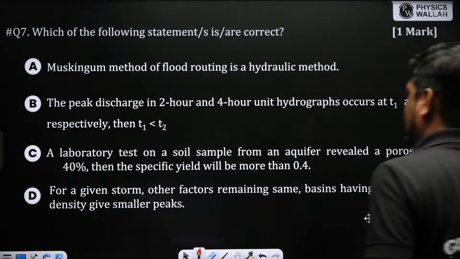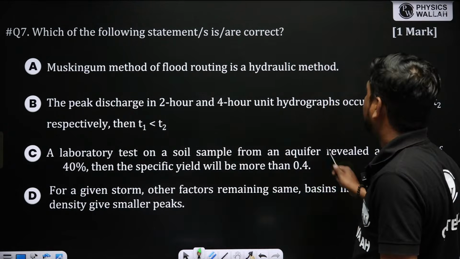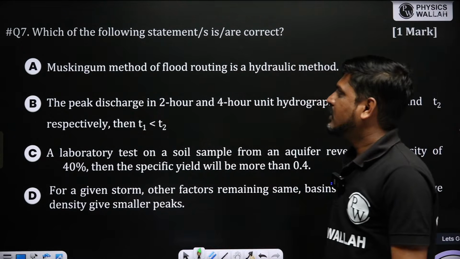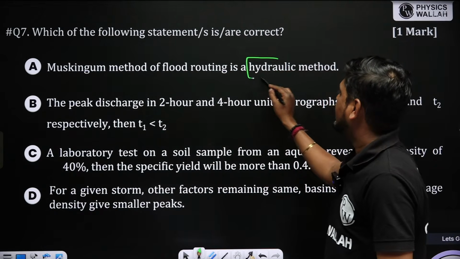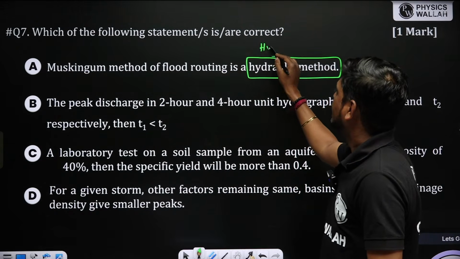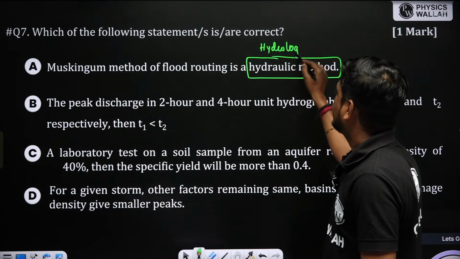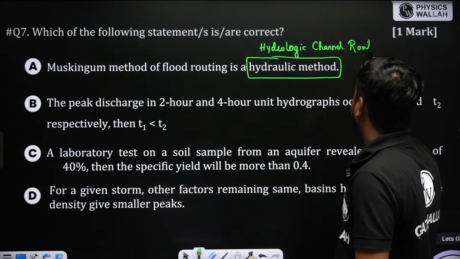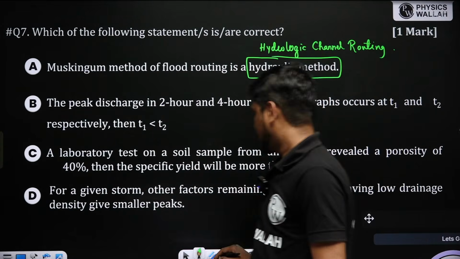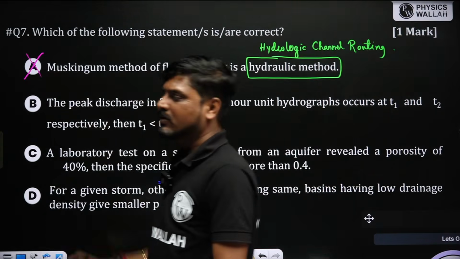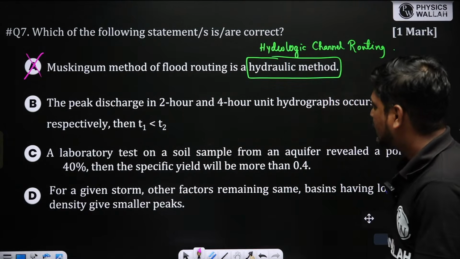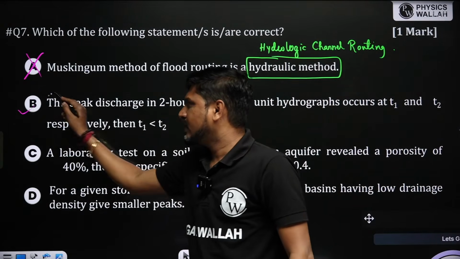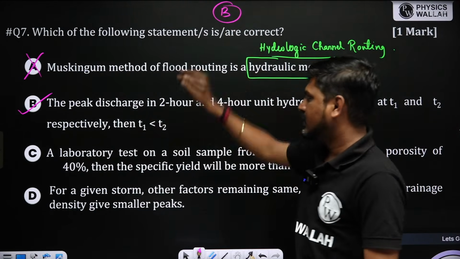Yes, time up. So which of the following statements are correct? It is an MSQ question. Muskingum method of flood routing is hydraulic. It is not hydraulic. It is a hydrologic channel routing method. So the first statement is false. The peak discharge in 2-hour and 4-hour unit hydrographs occur at T1 and T2 respectively. T1 is less than T2. Correct statement. B is a correct statement.